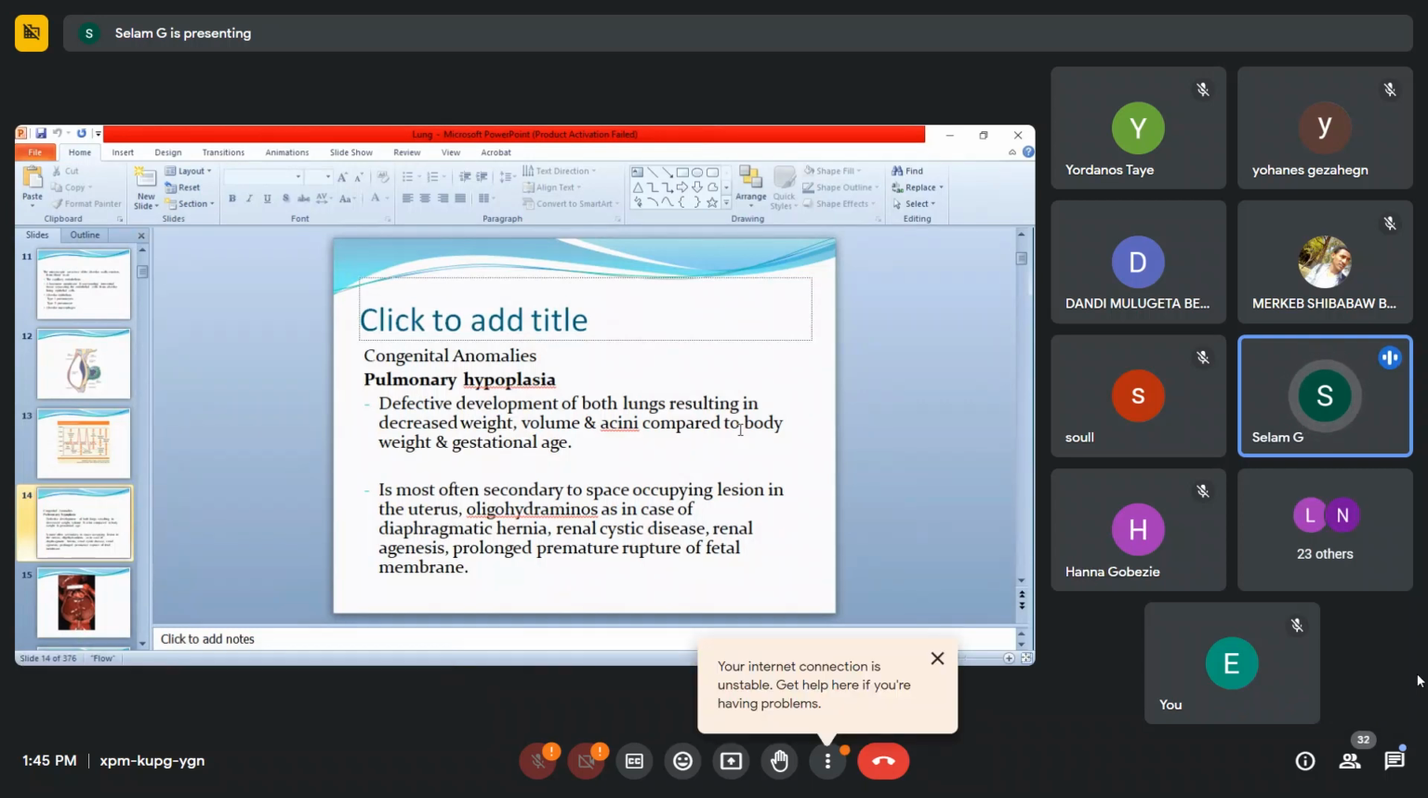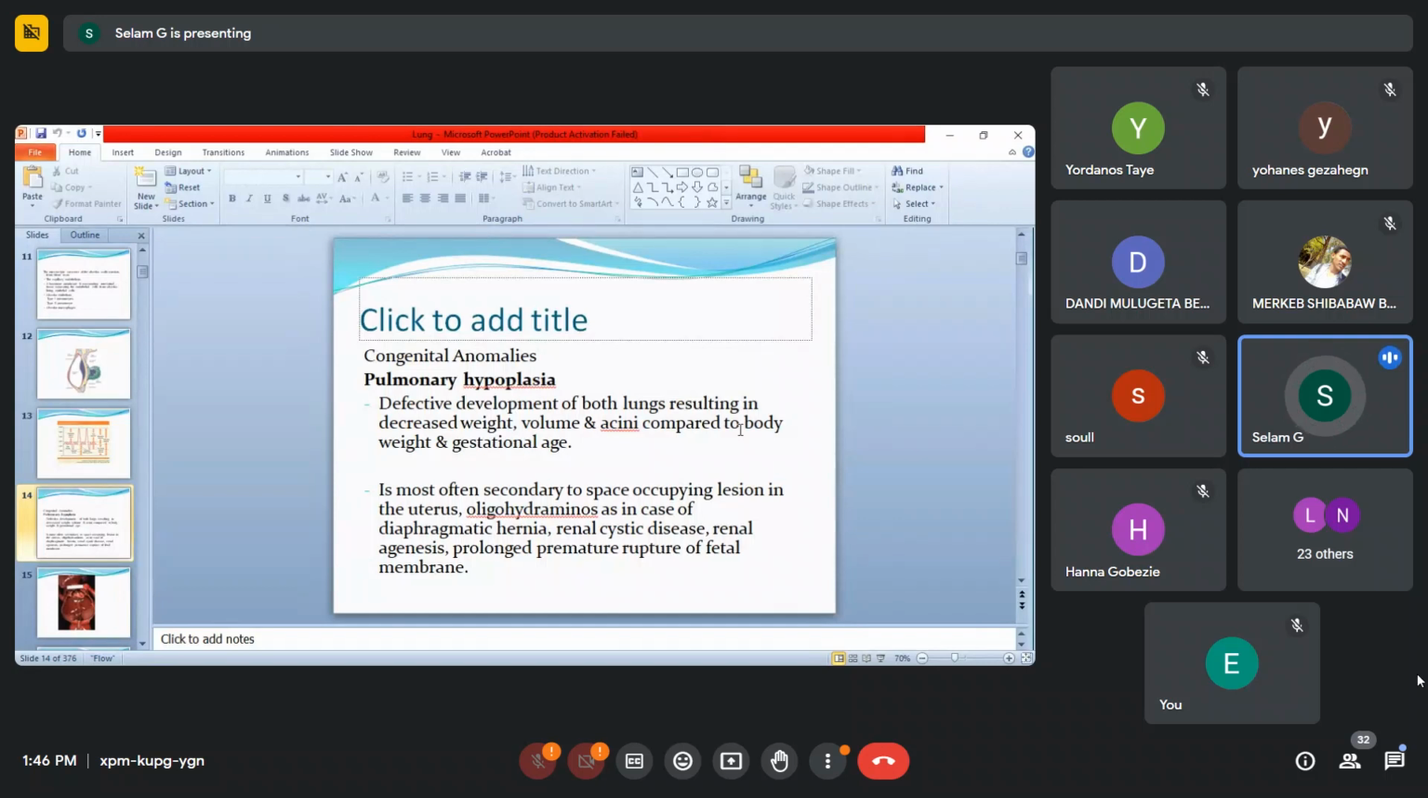Many things could affect the lung, be it congenital, inflammatory, neoplastic, or any other disease entity. When we start with the congenital anomalies, a patient could develop pulmonary hypoplasia, and you understand what we mean by congenital. These are lesions that occur in utero and manifest at birth.